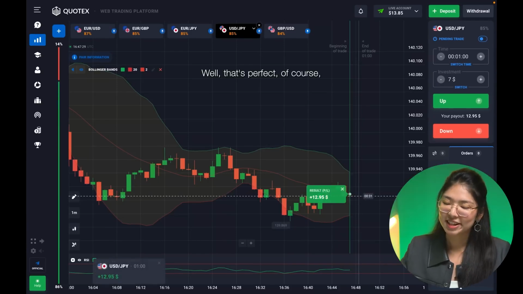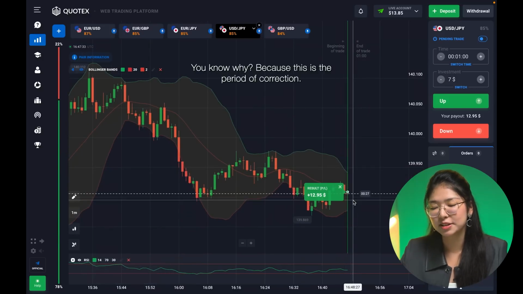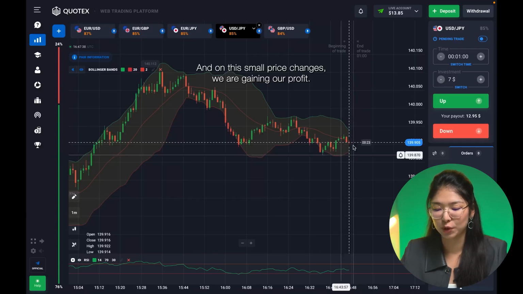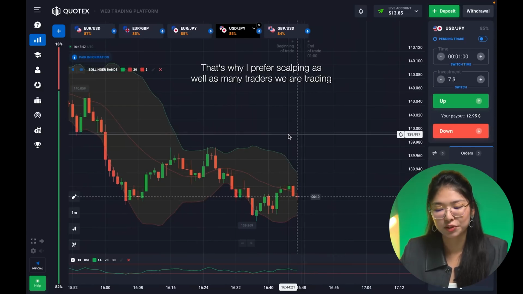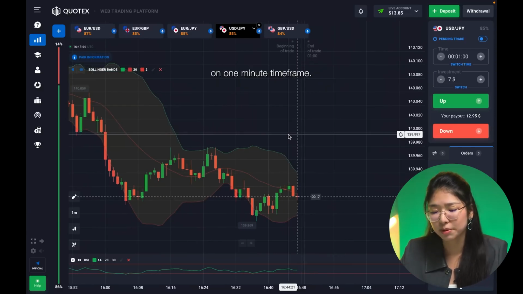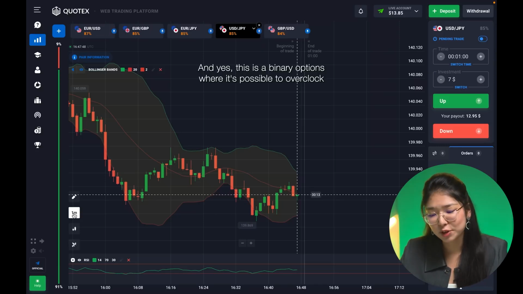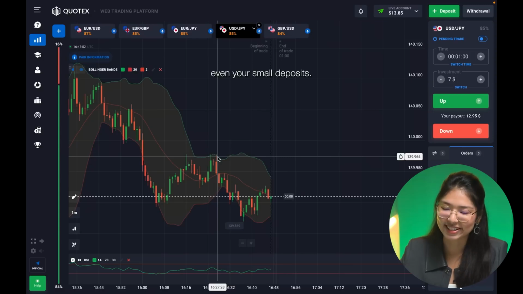So well, that's perfect, of course. I'm on a profit. You know why? Because this is a period of correction, and on the small price changes we are gaining our profit. Yes, that's a strategy. That's why it's perfect for scalping, as well as many traders who are trading on the 1 minute time frame, and I recommend to do the same. So yes, this is binary options where it's possible to overclock even your small deposit, guys.